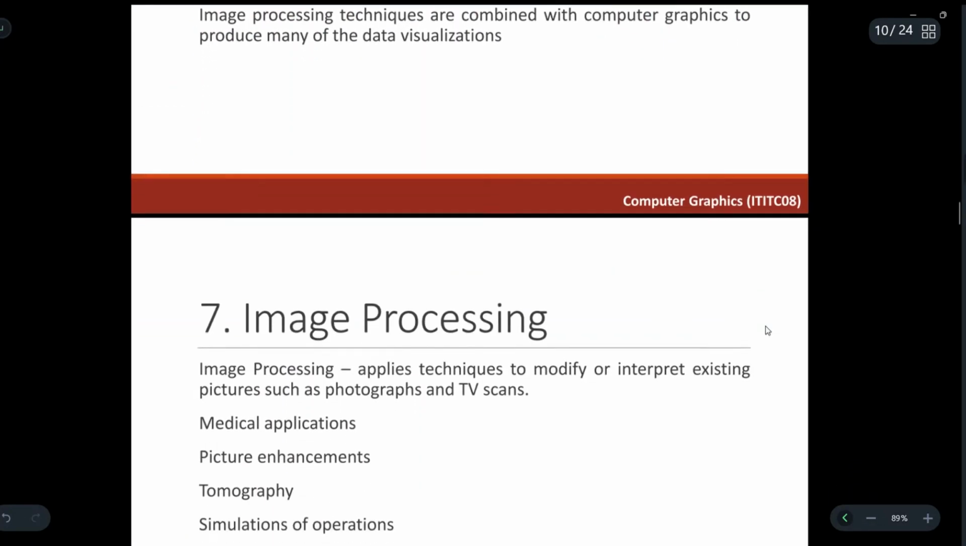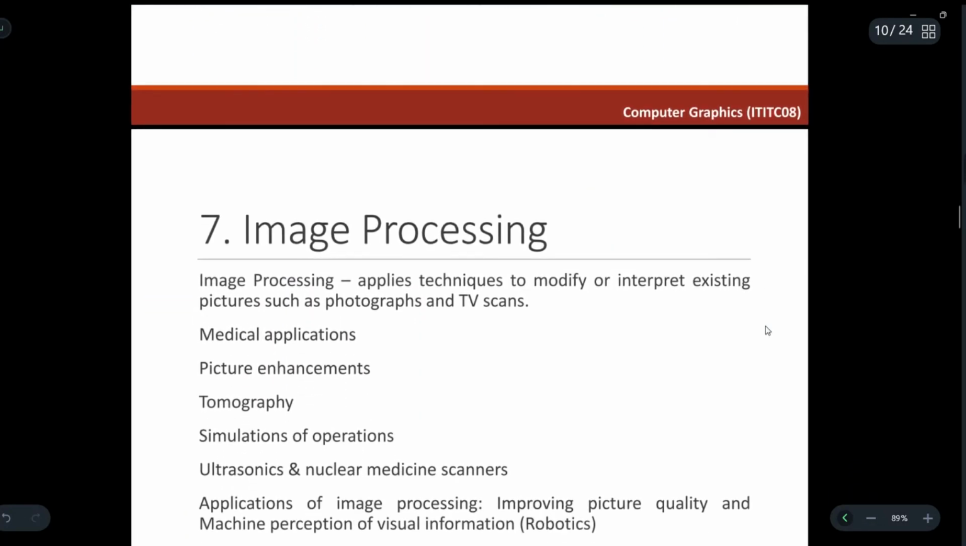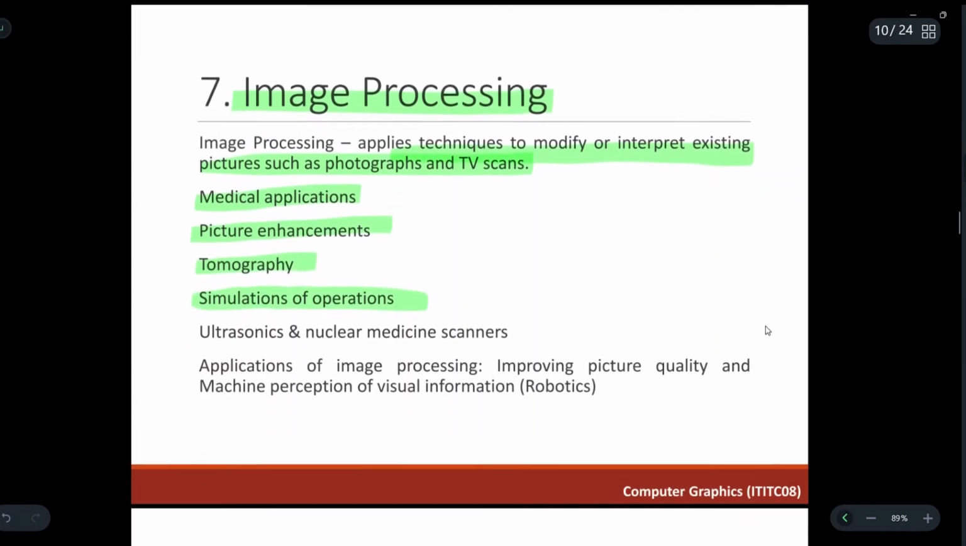Then we have image processing. Image processing techniques are used to modify and interpret existing pictures such as photographs and TV scans. They are used in medical applications, picture enhancements, tomography, and simulations of operations. They are also used in ultrasonic and nuclear medicine scanners.